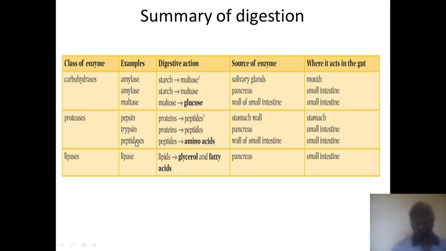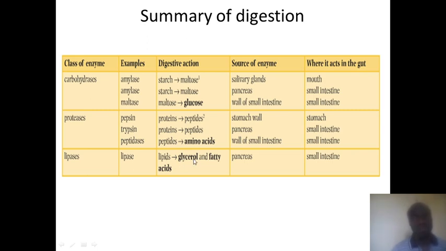Then we have another peptidase in the small intestine. This converts peptides to amino acids, and then the amino acids can be absorbed. So when you look, chemical digestion of proteins happens in two areas, in the stomach and in the small intestine. And lastly is the lipids, which are acted on by lipase enzyme. This lipase converts lipids to fatty acids and glycerol, which are then absorbed.